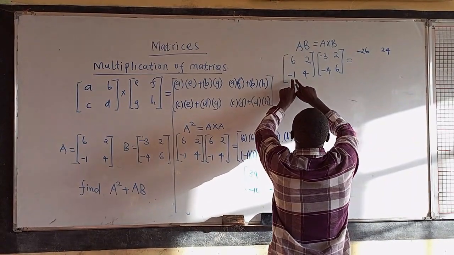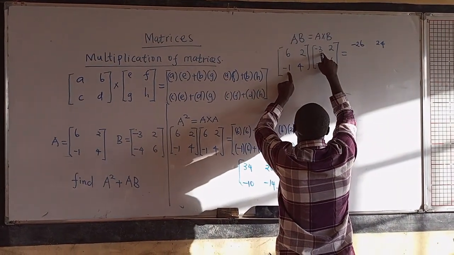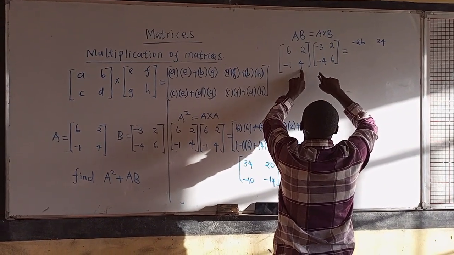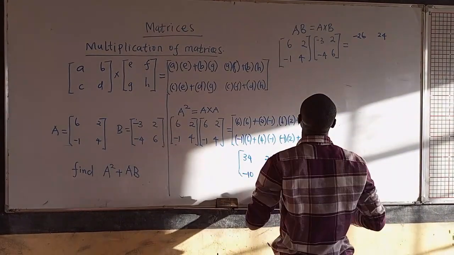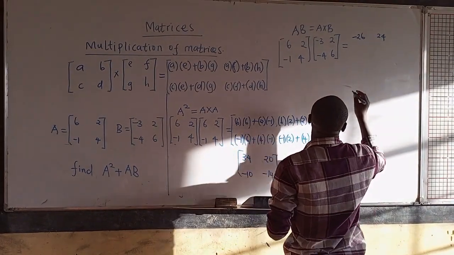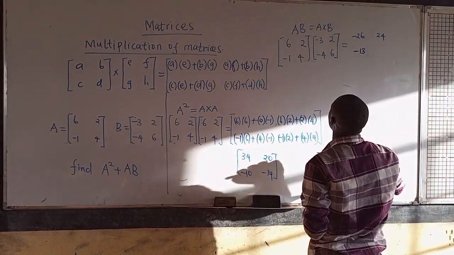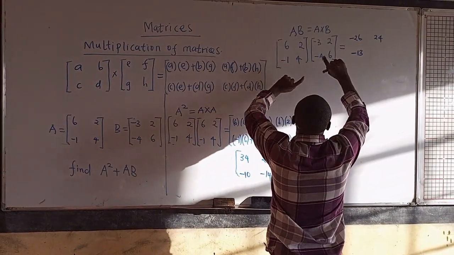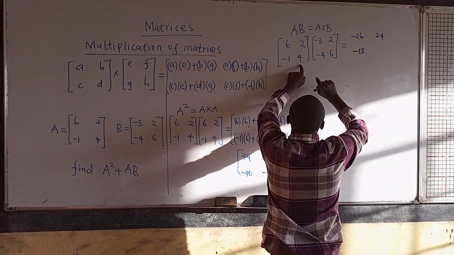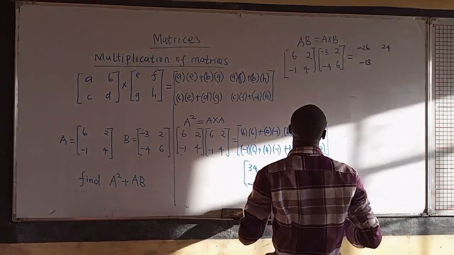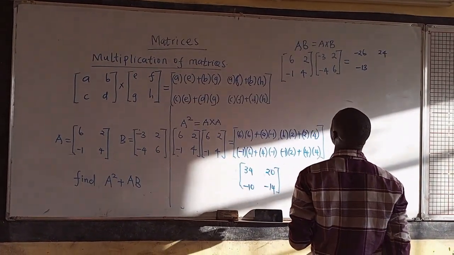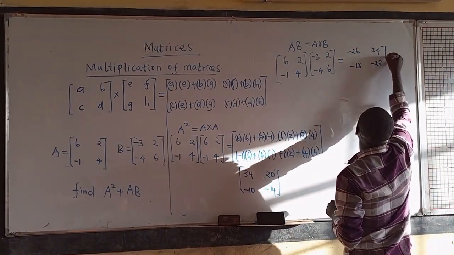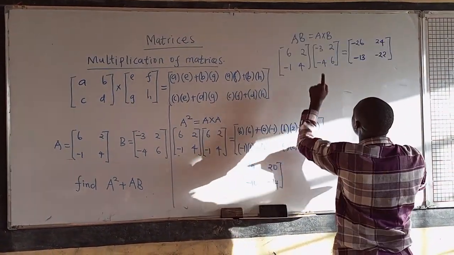And then we have negative 1 multiplied by negative 3 is 3. We add to 4 multiplied by negative 4 is negative 16. Negative 16, you add 3 is negative 13. And finally, we have negative 1 multiplied by 2. Add, that is negative 2. Add 4 multiplied by 6 is 24. So 24 you add to negative 2 is negative 22. And now that becomes the solution of A multiplied by B.